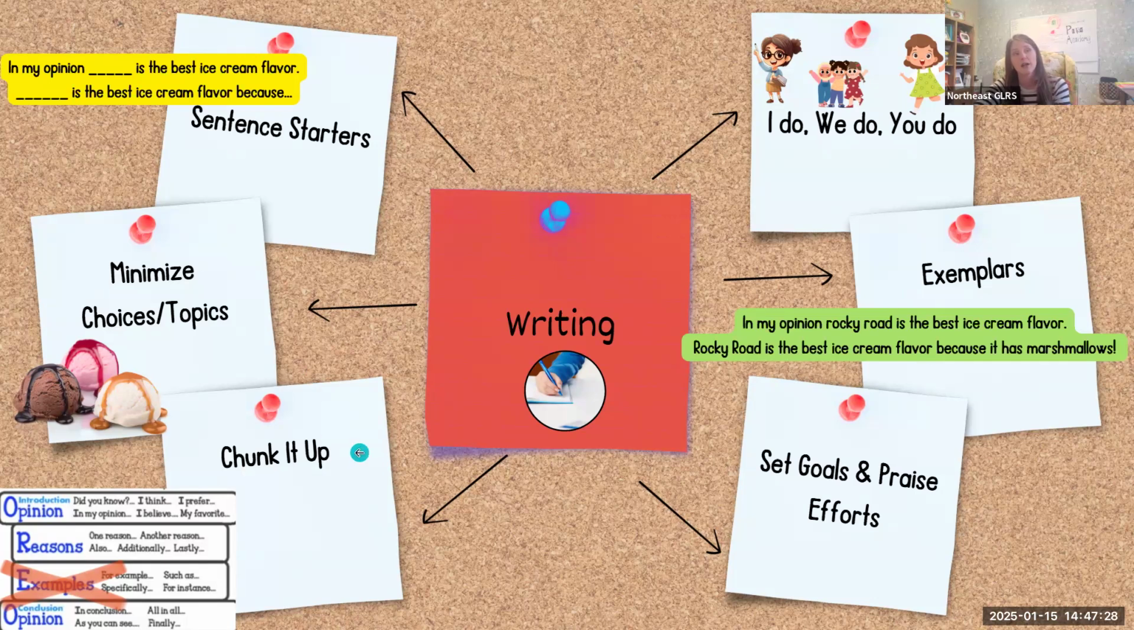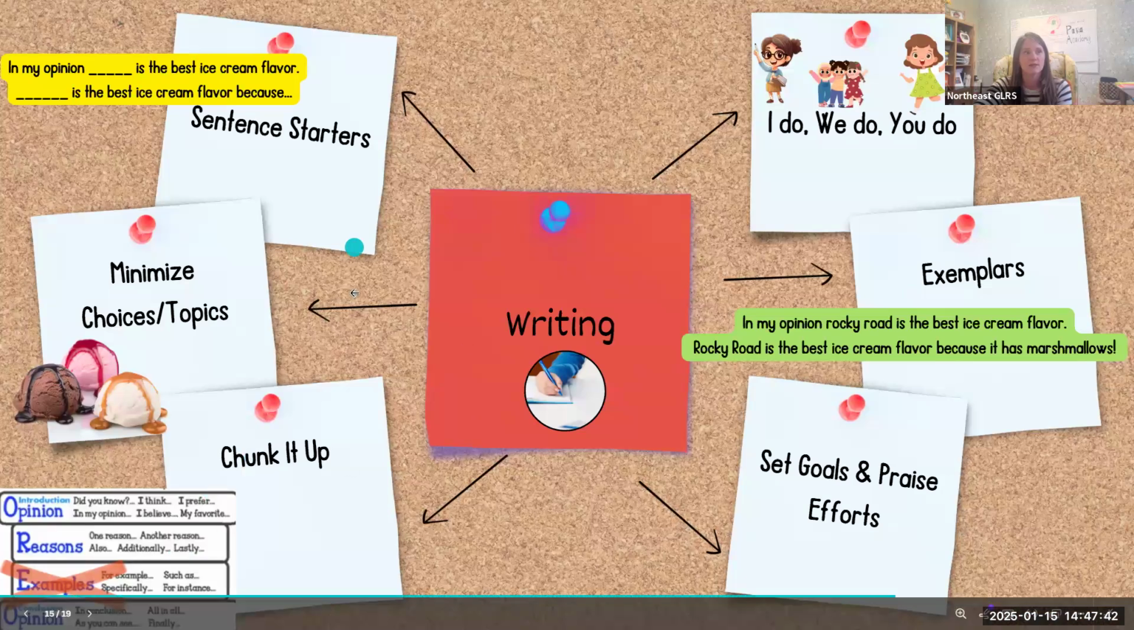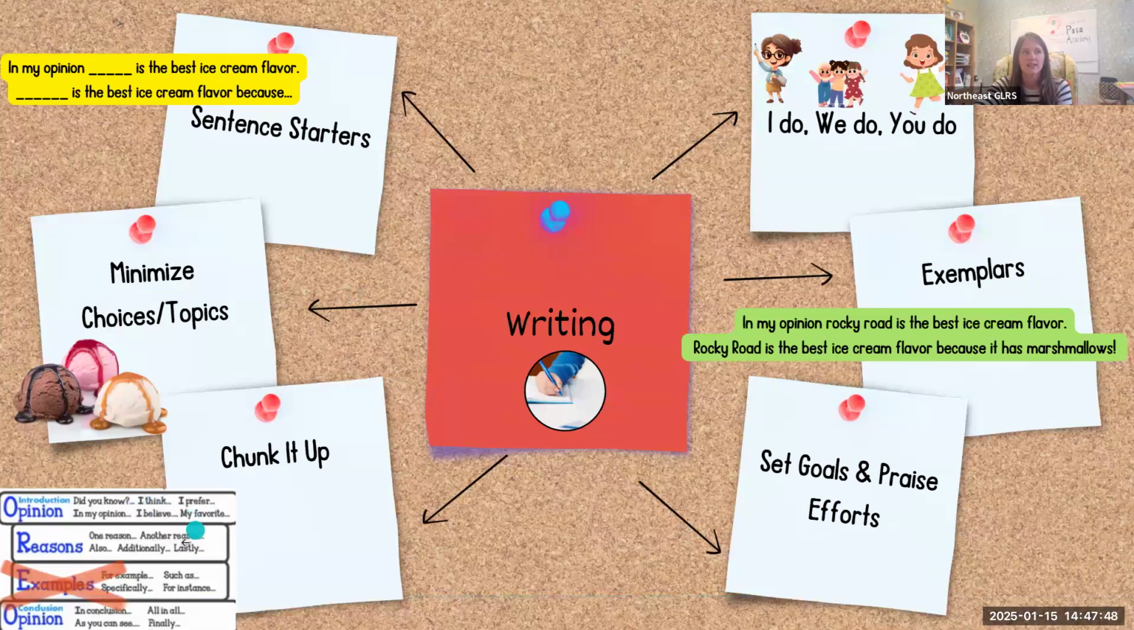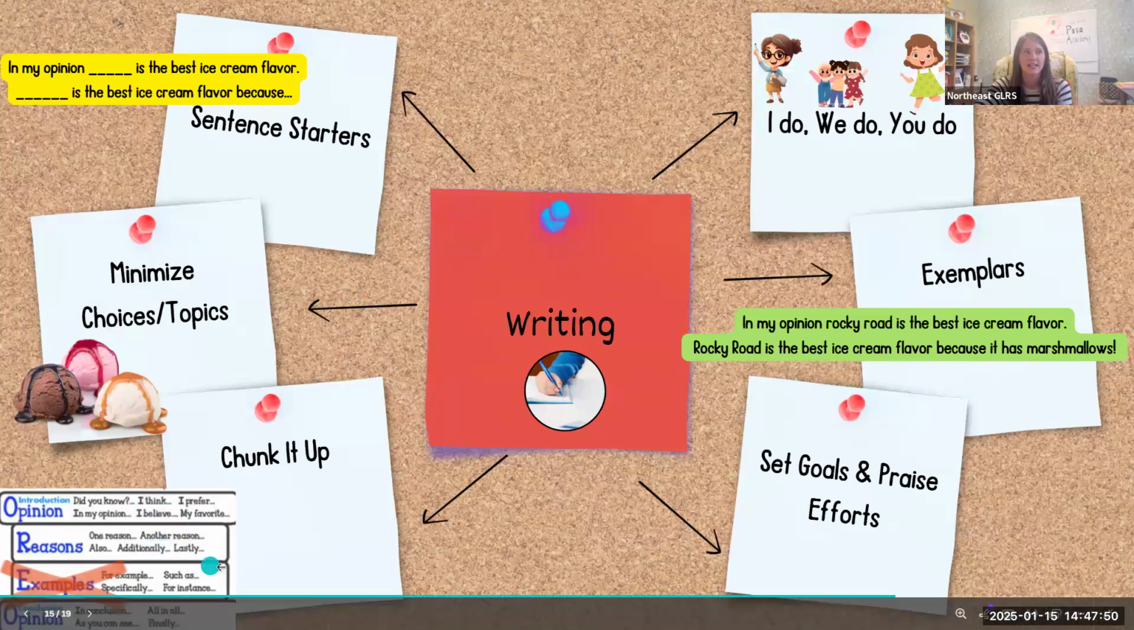The next thing I would do in writing is to chunk up the material that I'm teaching and what I'm expecting my students to complete. So this Oreo chart right here has our introduction of our opinion, reasons behind our opinion, examples, and then restating our opinion, right?